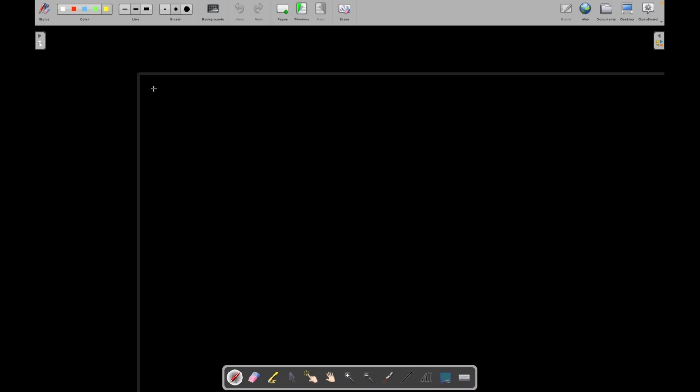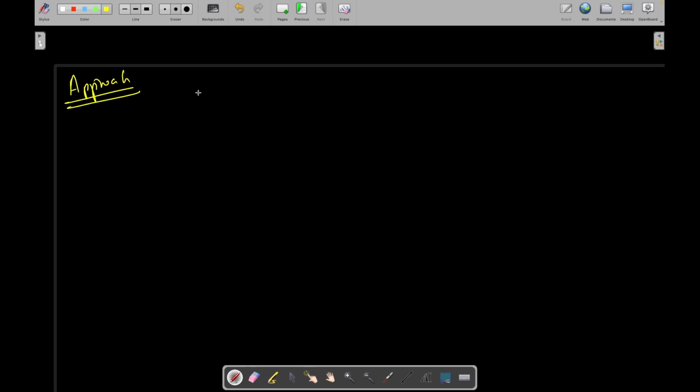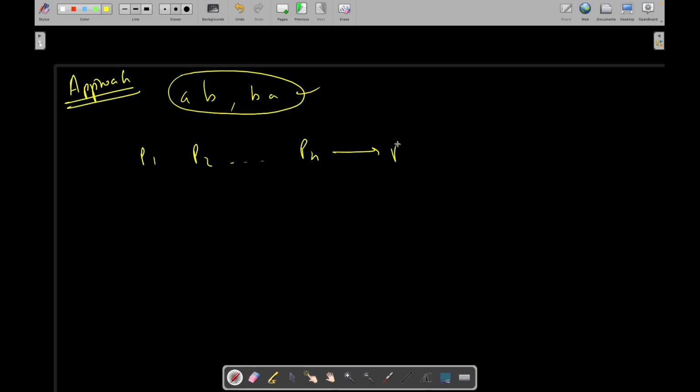So now we are discussing the approach of the problem. One thing is clear: the pairs AB or BA mean the same thing, right? Now, let's say we have some friends, person 1, person 2, till person n. So how many pairs can I form? I can say the number of pairs is equal to NC2.